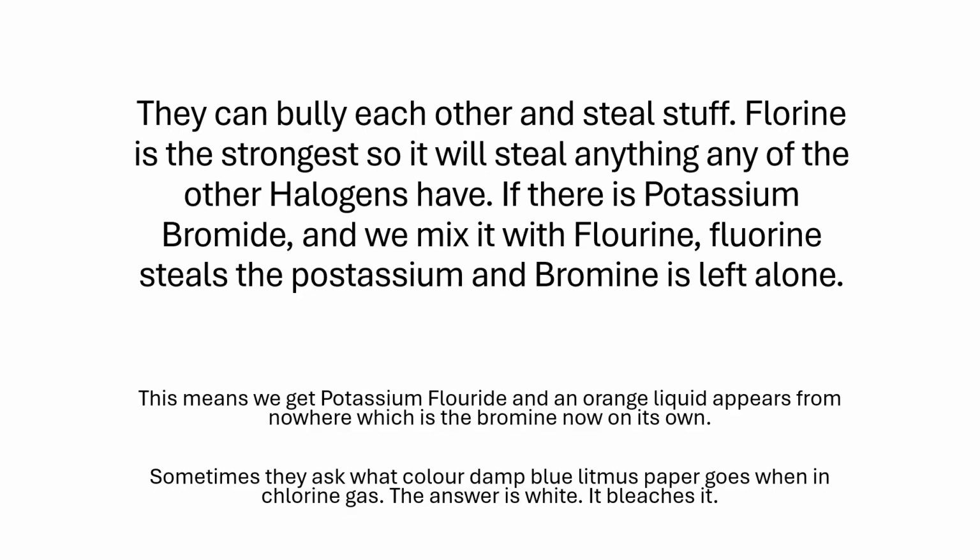If there is potassium bromide, which is potassium metal and bromine joined together, and we mix that with fluorine, because fluorine is stronger than bromine and higher up in that group, it will steal everything that bromine's got. So it nicks all of the potassium off the bromine. What you get is potassium fluoride, and within that solution, an orange stuff will suddenly appear, which is the bromine that has been kicked out and has had its potassium removed by the fluorine. Chlorine will still steal anything off all of the others except fluorine, because fluorine is stronger, and so on. So potassium fluoride and an orange liquid appear, which is the bromine.